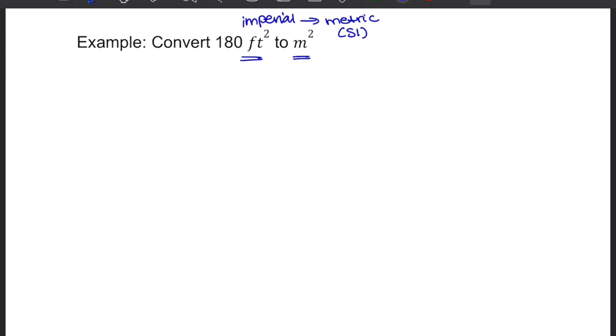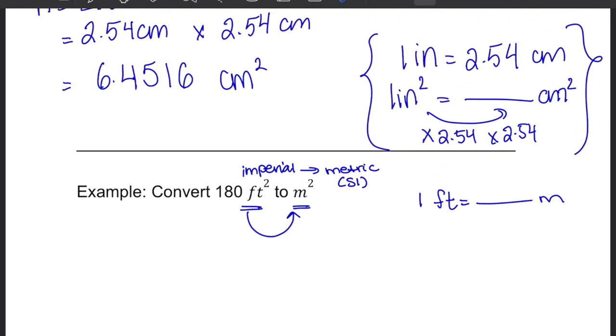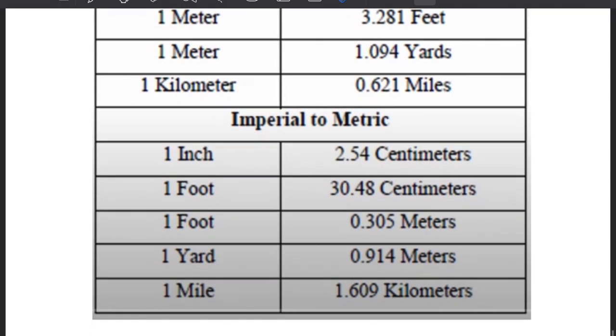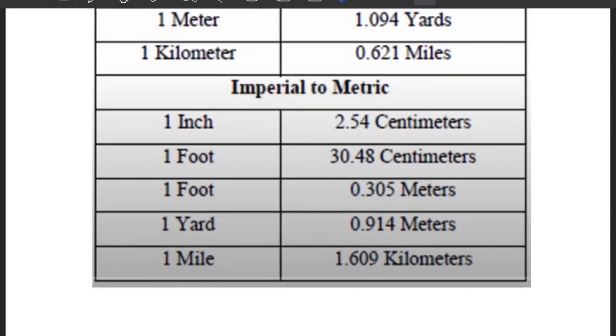So I'm going to go to my table first, and I'm going to find the conversion that takes me from feet to meters. Okay? And it's going to be in the part of the table where we're going from imperial to metric. Okay, so let's go to my table. Imperial to metric is right here. Foot to meters. So 1 foot is equal to 0.305 meters. That means to go this way, I multiply by 0.305.